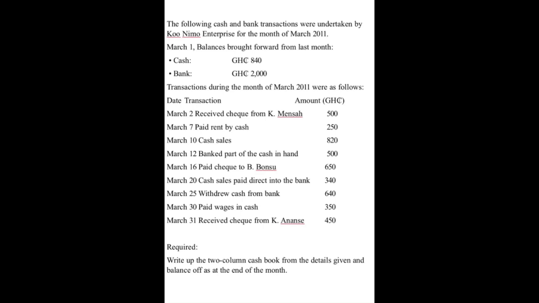Date of transaction. They are as follows. On March 2nd, we received a check from K Mensa, 500 Ghana cedis. March 7th, we paid rent by cash, 250. March 10th, we had cash sales of 820. March 12th, we banked part of the cash in hand, 500 cedis. March 16th, we paid a check to B Bonsu, 650. March 20, cash sales paid direct into the bank 340, withdrew cash from bank 640, paid wages in cash 350, received check from K Anansi 450.